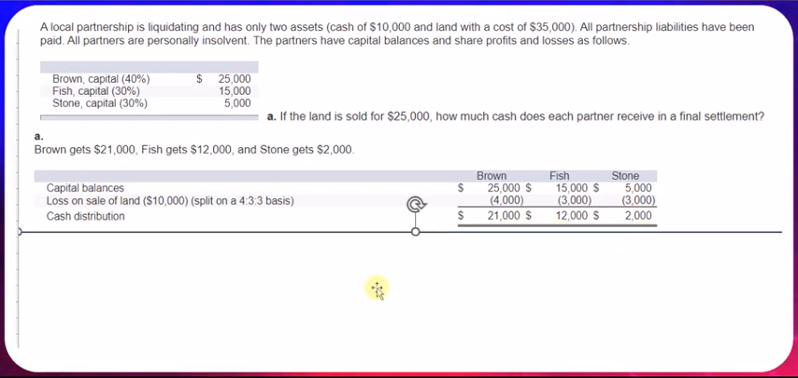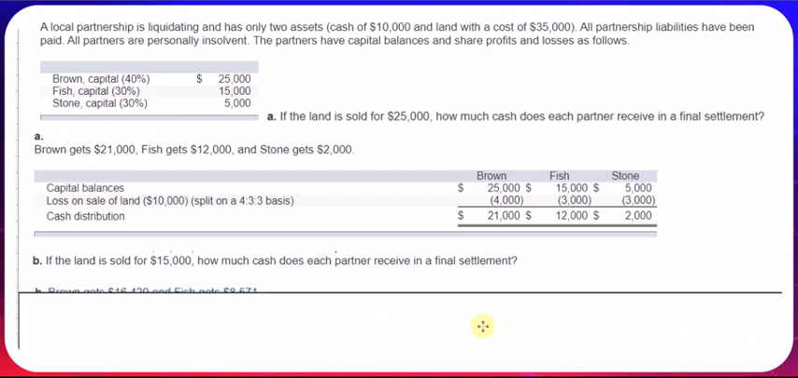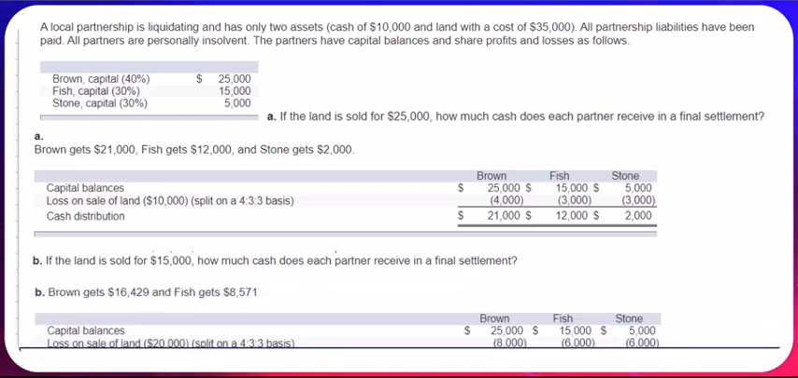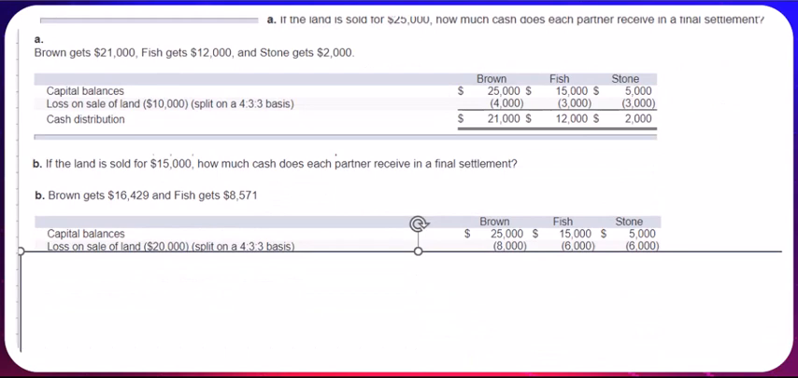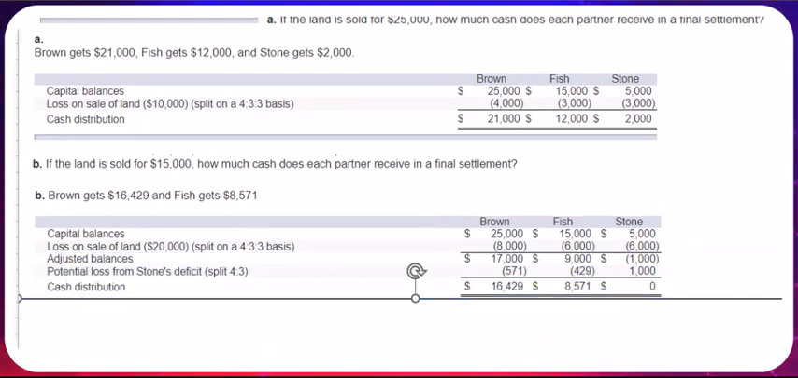All right, so now let's look at the second situation. What if the land is sold for $15,000? Well, if it's sold for $15,000, then here's the logic we have to use. Let me slide up so you can see this a little bit more. Okay, so now what we have is the situation where the loss is $20,000. We're going to split that 4, 3, 3. And when we do that, 40% to Brown, 30% to Fish, and 30% to Stone. Stone goes negative. So he goes negative by 1,000. So we have to put 1,000 back in to cover him.